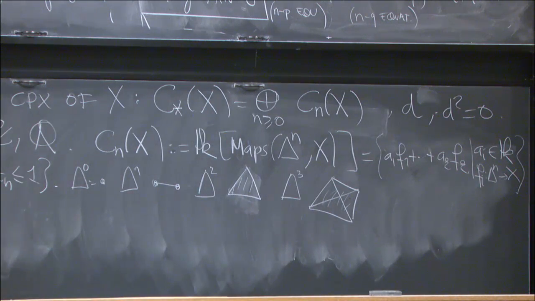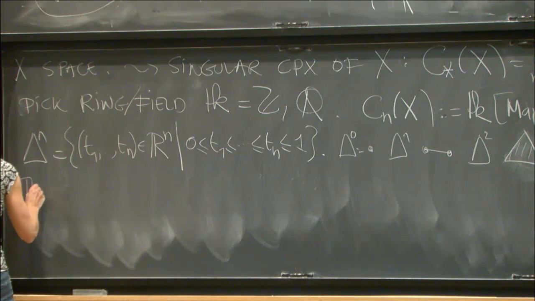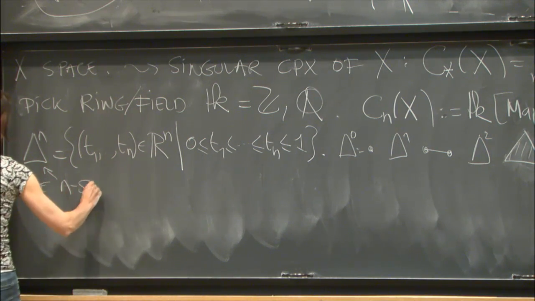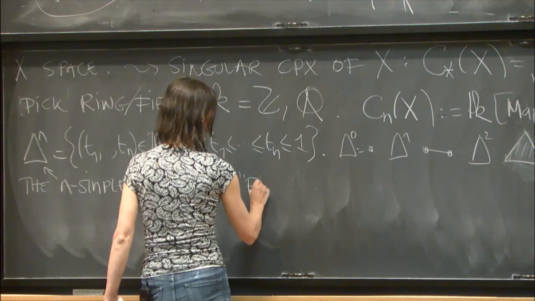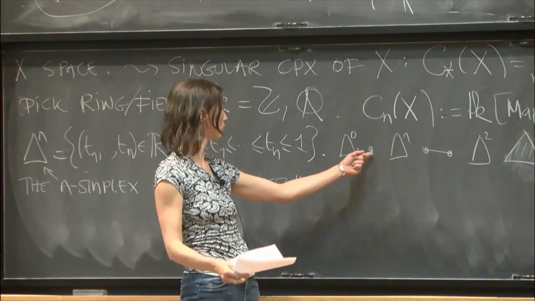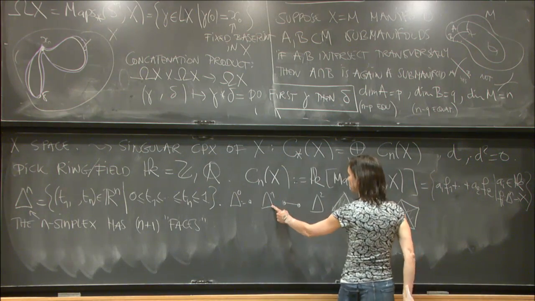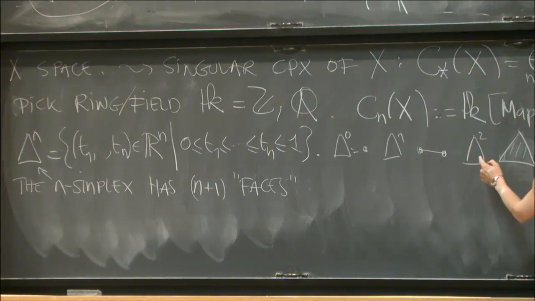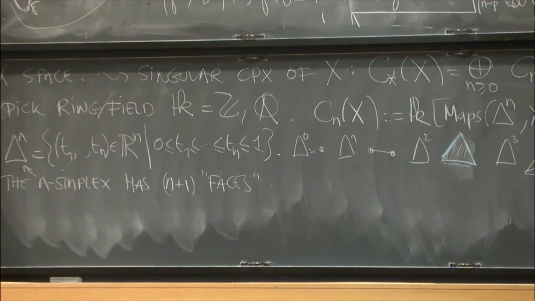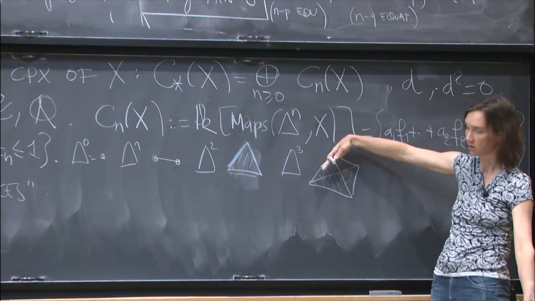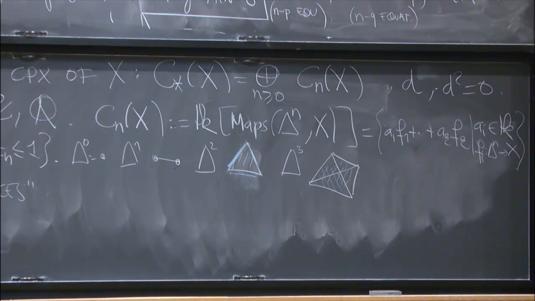What do we need to know? That they fit into one another. The n-simplex has n plus 1 faces. The zero simplex has one face, but we don't think about the faces of the zero simplex. The one simplex has two faces, two boundaries. It's easier to think of the faces of the two simplex. It has three faces: this one, that one, and that one. This one has four faces. There's one here, one there, one on the back, and one below. It's always like that. You can and you will write them out if you haven't seen these before.